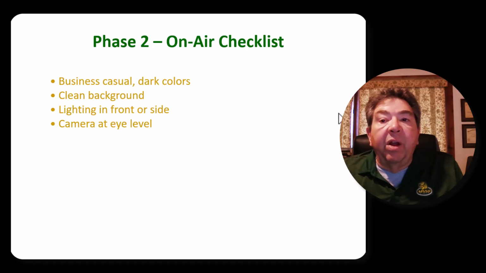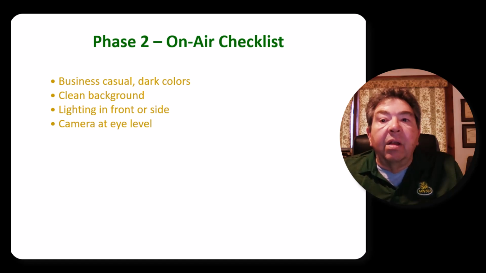Phase two will be our on-air checklist, and really we'll look at this as a professional presence. Since you are representing a construction parts store, the goal is to look professional yet accessible. So our wardrobe, we want to wear business casual. Solid dark colors are preferred as they show up better on digital cameras.